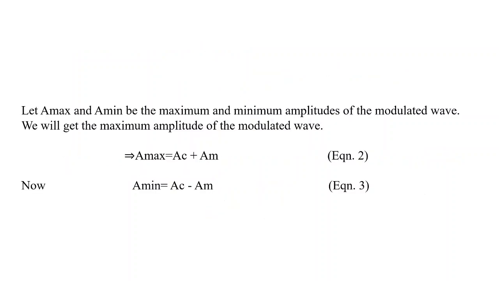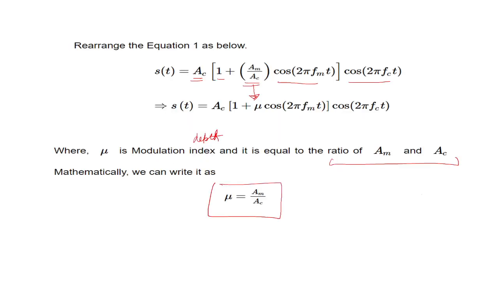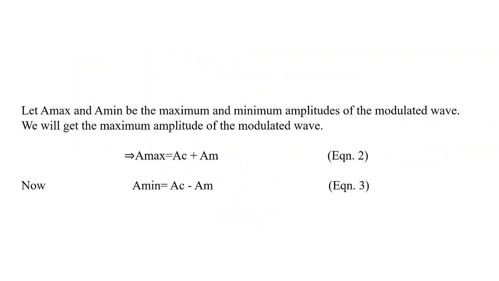Now this is another way to calculate the modulation index. First way, as I told you, is by taking this AC as a common, and we will get this ratio. And second, when you're talking about the maximum and the minimum amplitude of the modulated wave, when we're talking about the maximum amplitude, we are getting this value. When we're talking about the minimum, we are getting this value.